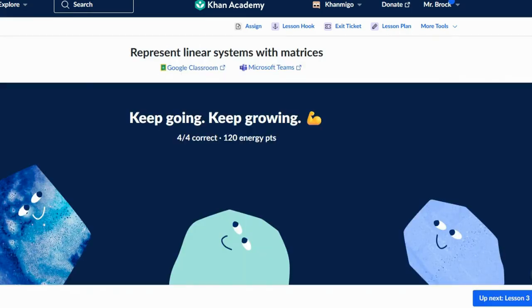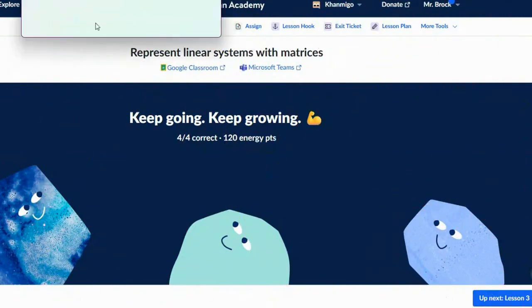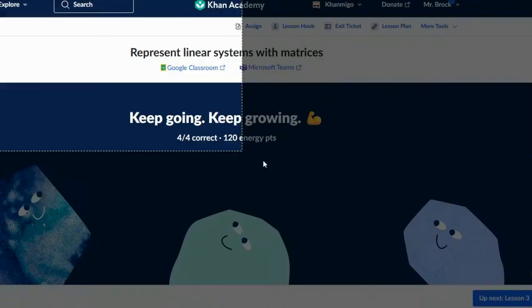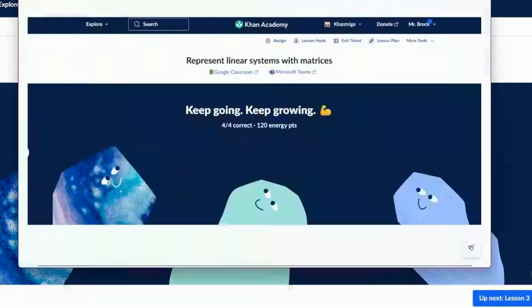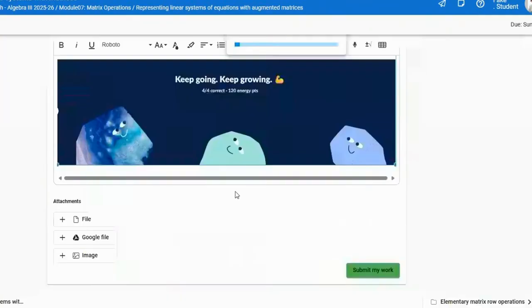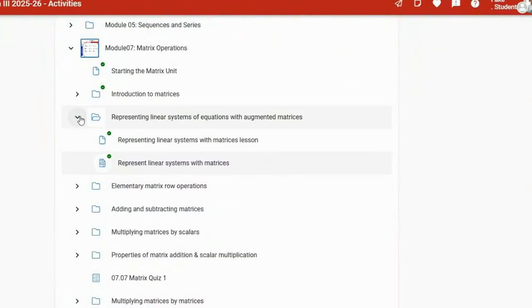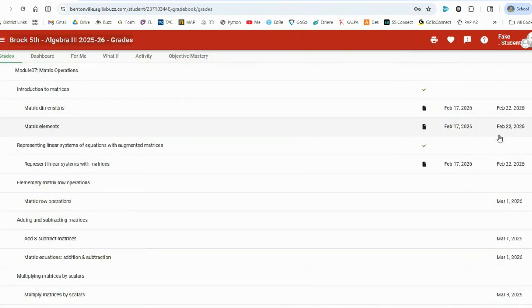Great job. Show the summary. Take the screenshot. If I had my screenshot ready, I could have got the confetti in the screenshot, but I wasn't ready. Perfect. Okay, there's my screenshot. Submit my work. And we have done that. So if we go back and double check, yes, I've done everything that's due this Sunday, February 22nd.